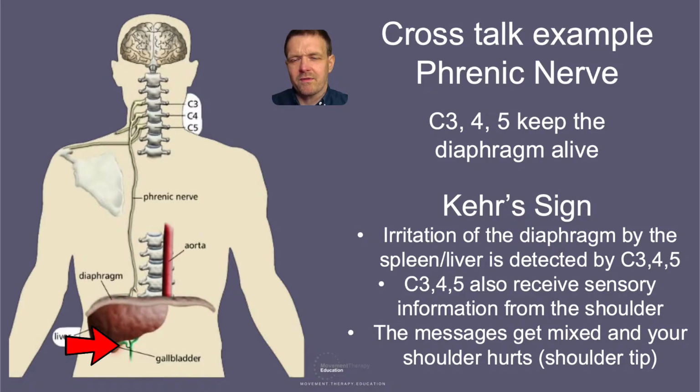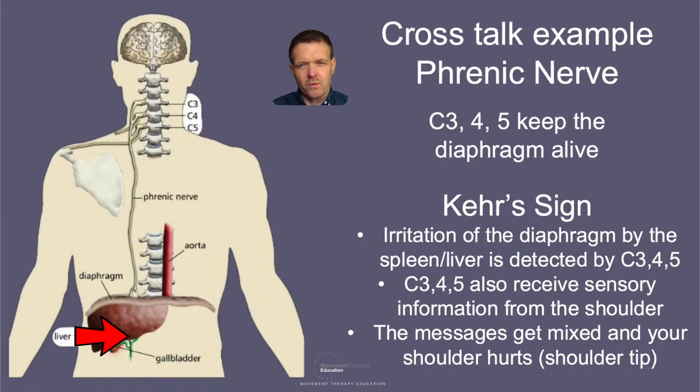Basically, if you have irritation or pathology of the liver that irritates the diaphragm, the information gets sent via the phrenic nerve to this area of your neck. There's crosstalk in this area of your neck with the same sensory input from your shoulder, and the brain goes, well, it must be coming from the shoulder. So you have shoulder symptoms when actually it is a liver problem. And that is a classic example of a visceral referral.